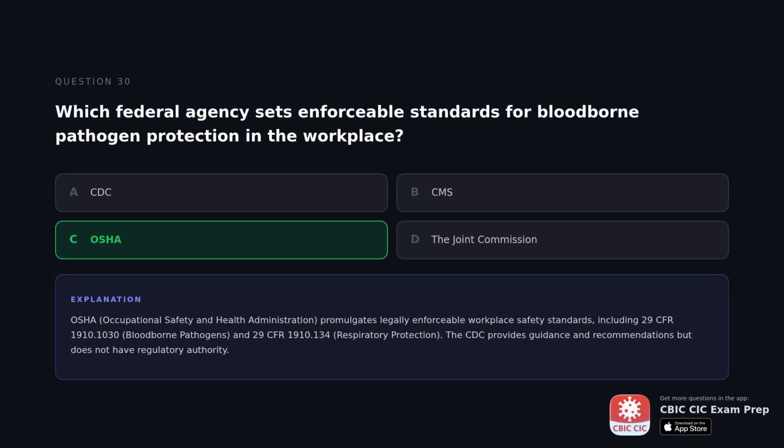The correct answer is OSHA. OSHA, Occupational Safety and Health Administration, promulgates legally enforceable workplace safety standards, including 29 CFR 1910.1030 bloodborne pathogens and 29 CFR 1910.134 respiratory protection. The CDC provides guidance and recommendations but does not have regulatory authority.